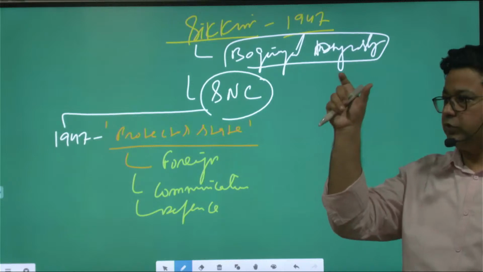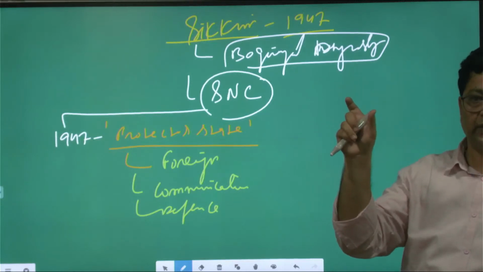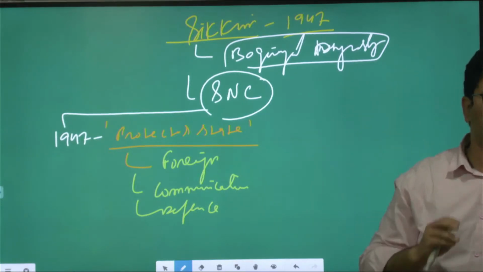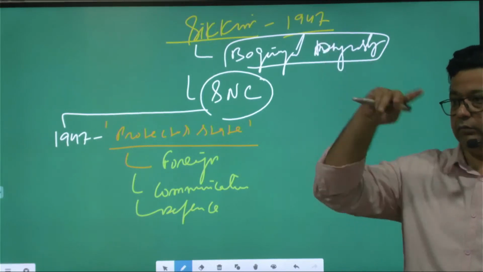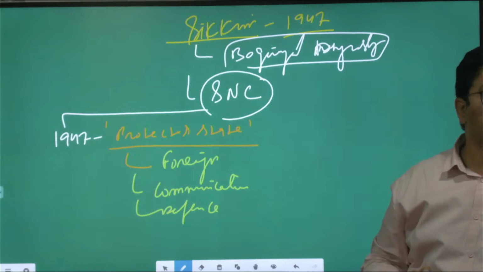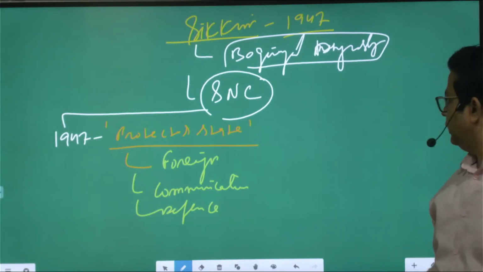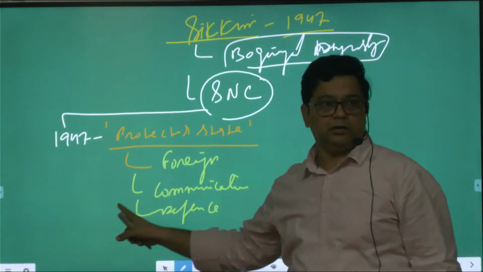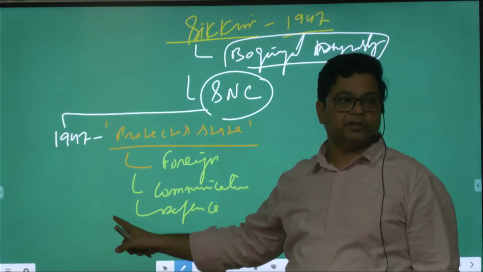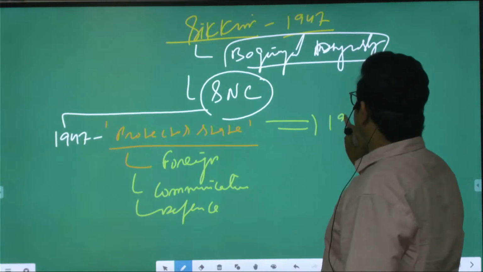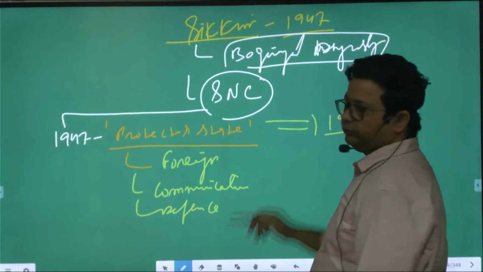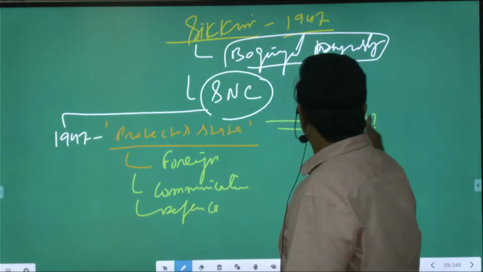Have you seen the Sikkim map? Yes or no? It is covered on one side by Nepal, on one side by Bhutan, and Tibet at the north. Have you seen the map now? So this is the arrangement made by the Indian government with Sikkim in 1947. This arrangement continued till 1974 or 1975.